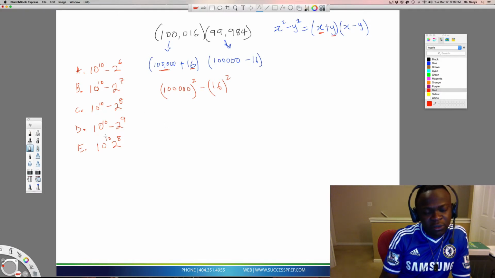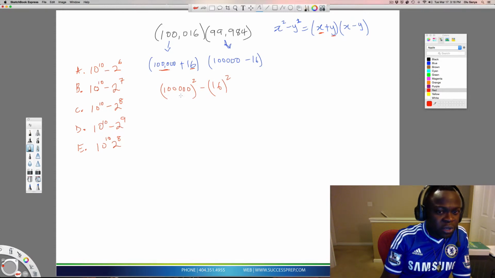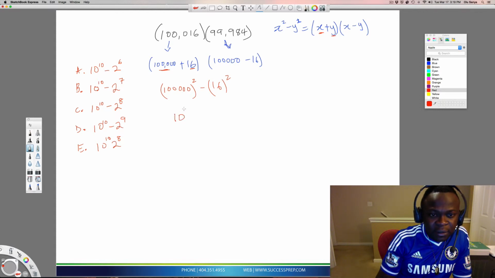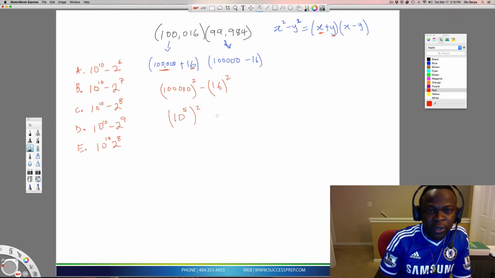Now as you look at the answer choices, they're all in exponent form. So that's getting me to say, I think I need to rewrite these numbers in exponent form. So when I see 100,000, which is really 5 zeros, I'm going to write that as 10 to the 5th power because there are 5 zeros there. I still have a square, minus, and when I look at all these answers, they're all 2's. So this 16 becomes 2 to the 4.